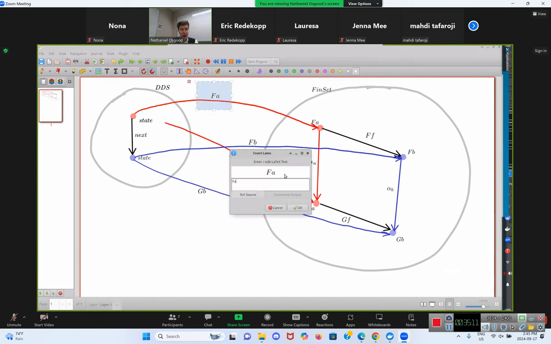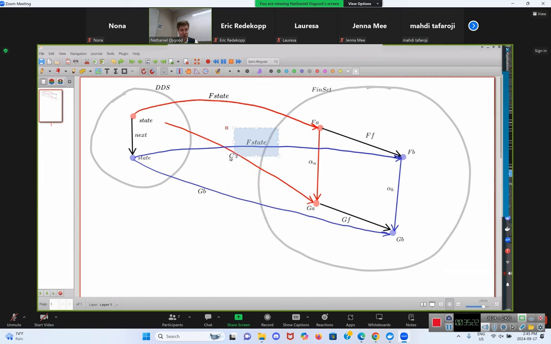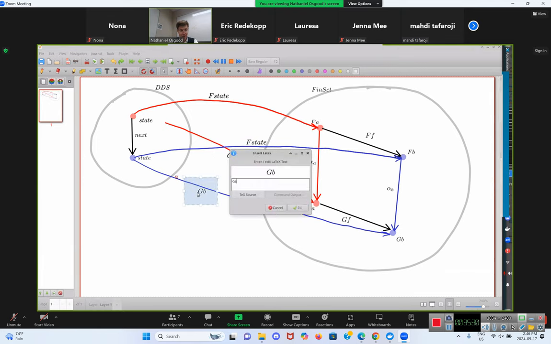Okay, so FA is mapping over state, right? And FB is mapping over state, right? This is going to seem kind of repetitive. GA is going to map over state according to the other one, and GB is going to map over state, right?